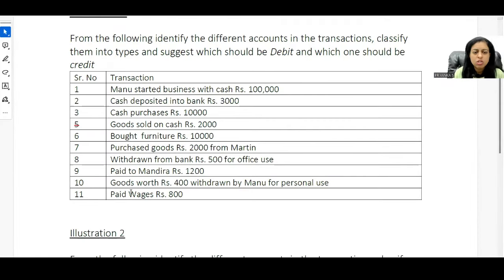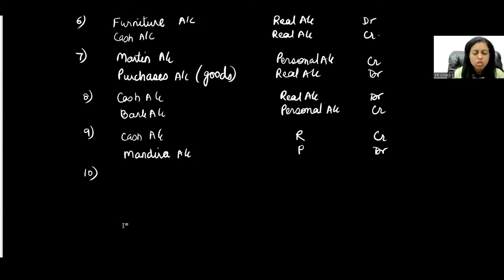Next, 10th transaction here: goods worth 400 withdrawn by Manu for personal use. What is happening? Goods are there and Manu is withdrawing the amount. Now, whenever an amount is withdrawn from the books of accounts for personal use, the name stated is drawings. Drawings account. Remember this. As and when we solve journal entries and such transactions, you will come to know the names of some accounts, and meanwhile I will also explain what they are.